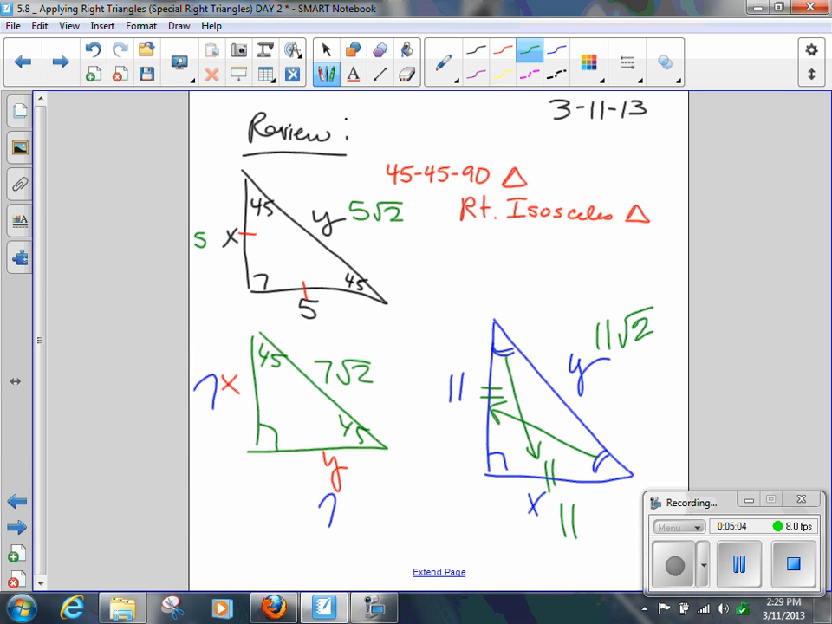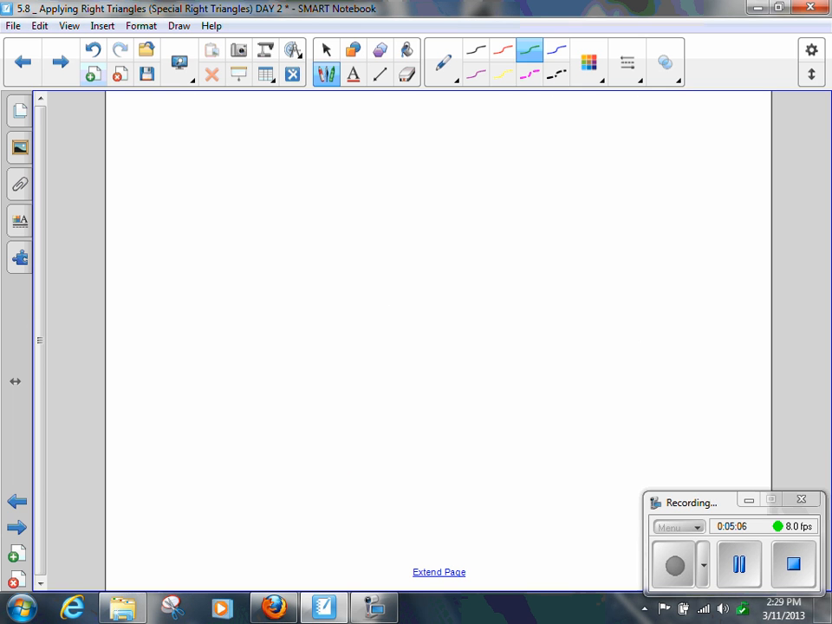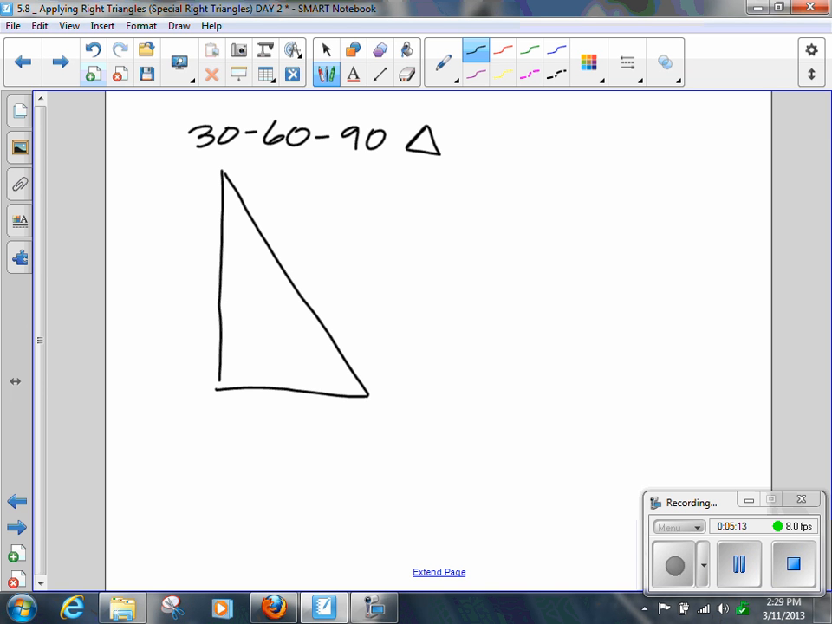Okay? Here's another one. Let's change gears. You also learned about 30, 60, 90 triangles. The pattern is like this. The short leg is opposite the 30-degree angle. The long leg is opposite the 60-degree angle. I base everything on the short leg or the hypotenuse because I think they're the easiest ones to figure out.